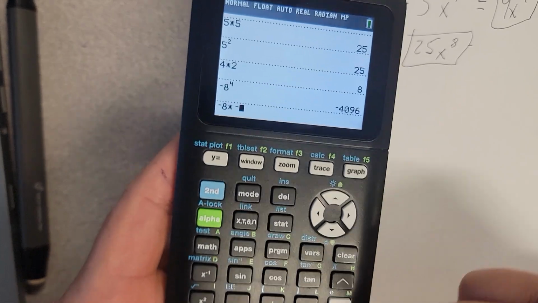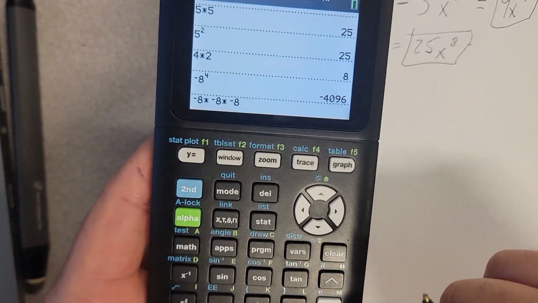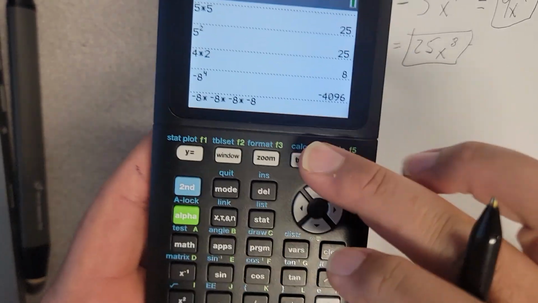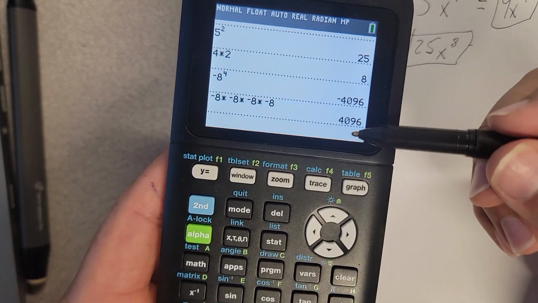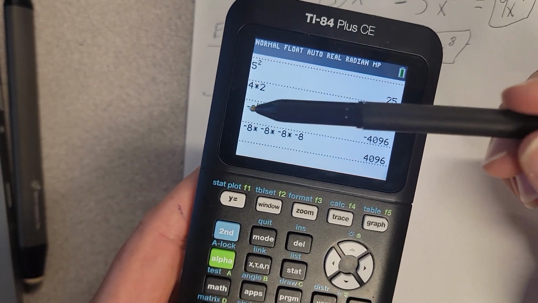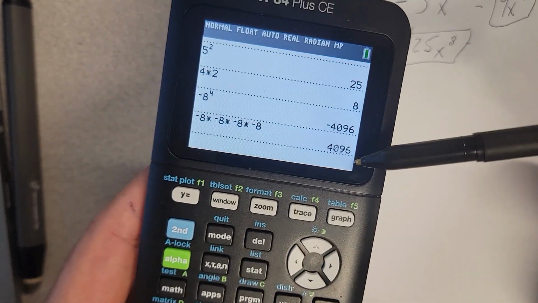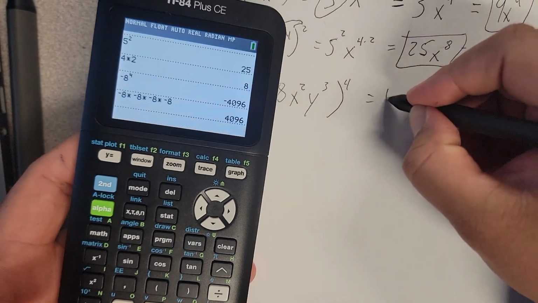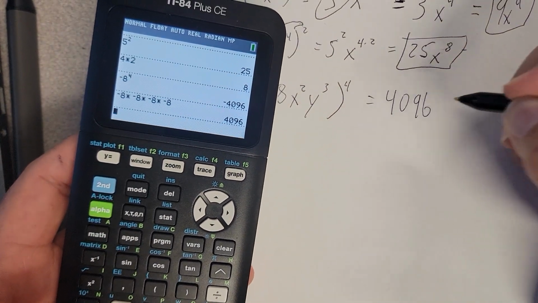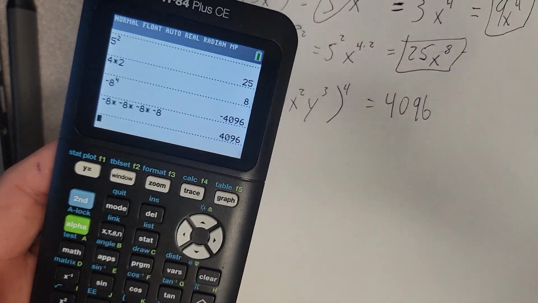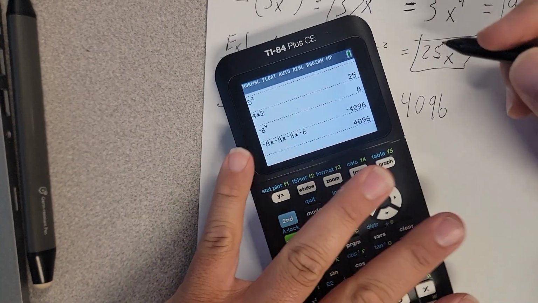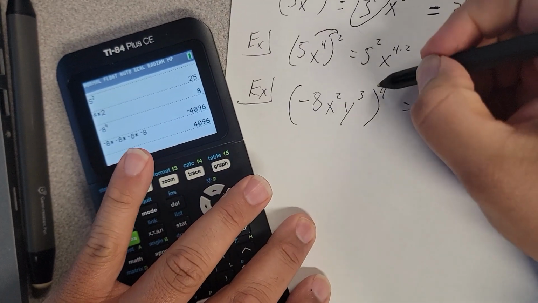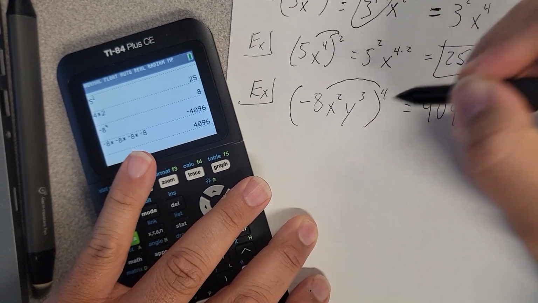-8 times -8 times -8 times -8. So do it 4 times. You see how it gets positive? Because the calculator doesn't understand the negative times a negative thing, so you have to type it in like this. So you get positive 4,096. All right, so you guys see that's the tricky part about this one. You gotta be very careful.